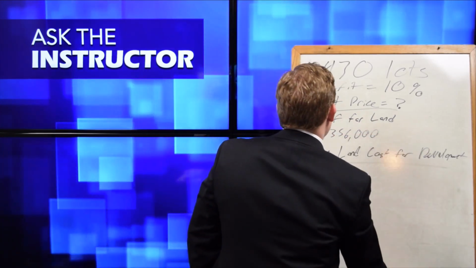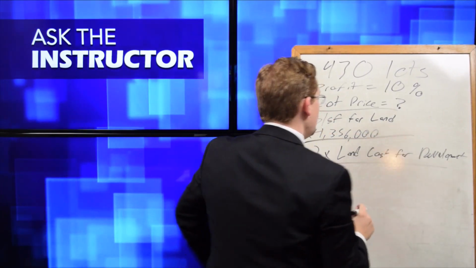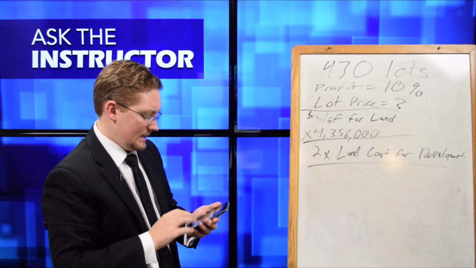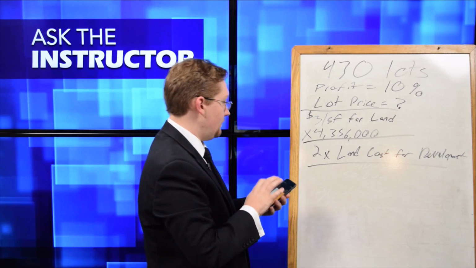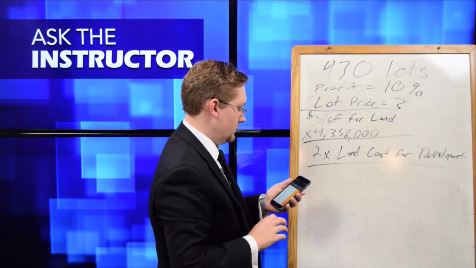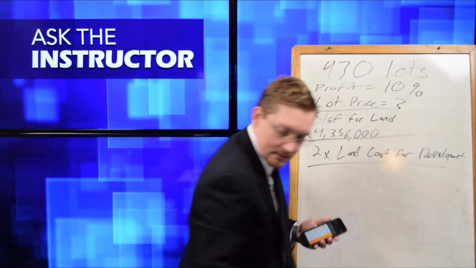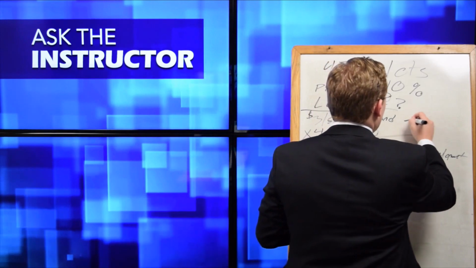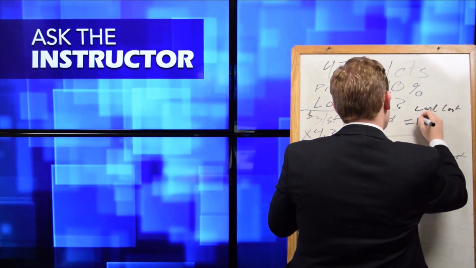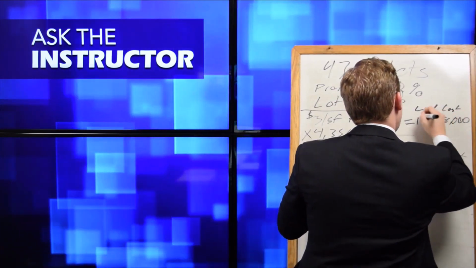What we're going to do basically is multiply the two of these together. When we multiply the $3 a square foot by 4,356,000, what we're going to end up with is $13,068,000. So our land cost is $13,068,000.